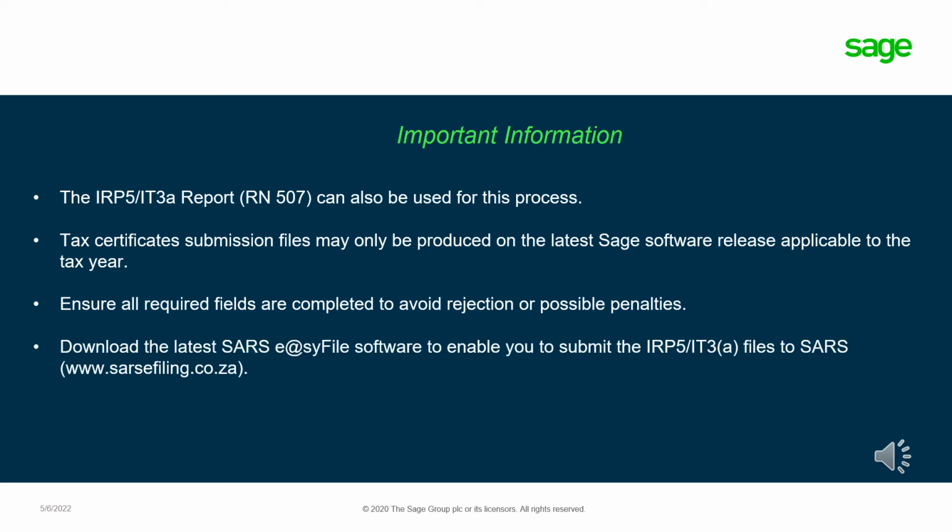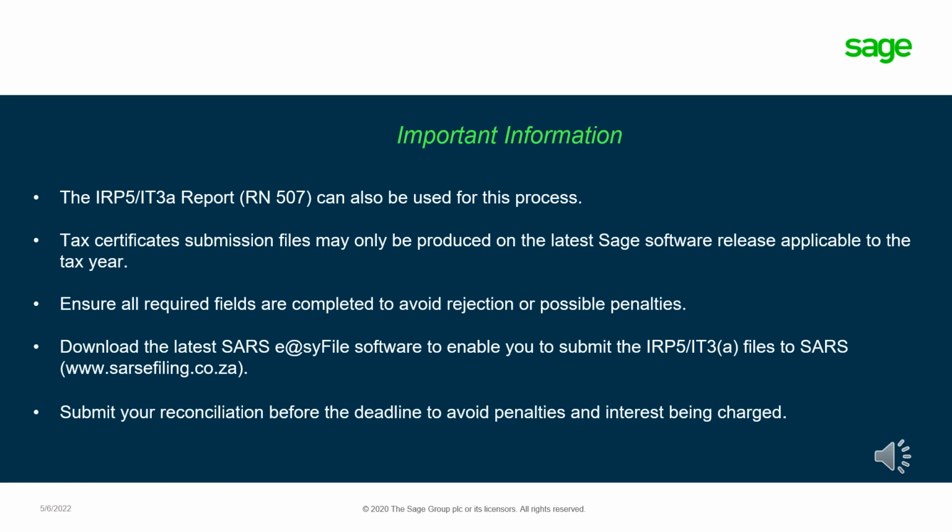Ensure all the required fields are completed to avoid any rejections or possible penalties. Download the latest SARS eFiling EasyFile software to enable you to submit your RP5 IT3A files to SARS. This can be found on www.sarsefiling.co.za. Submit your reconciliation before the deadline to avoid any penalties and interest being charged. The deadline for this tax year will be 31 May 2022.